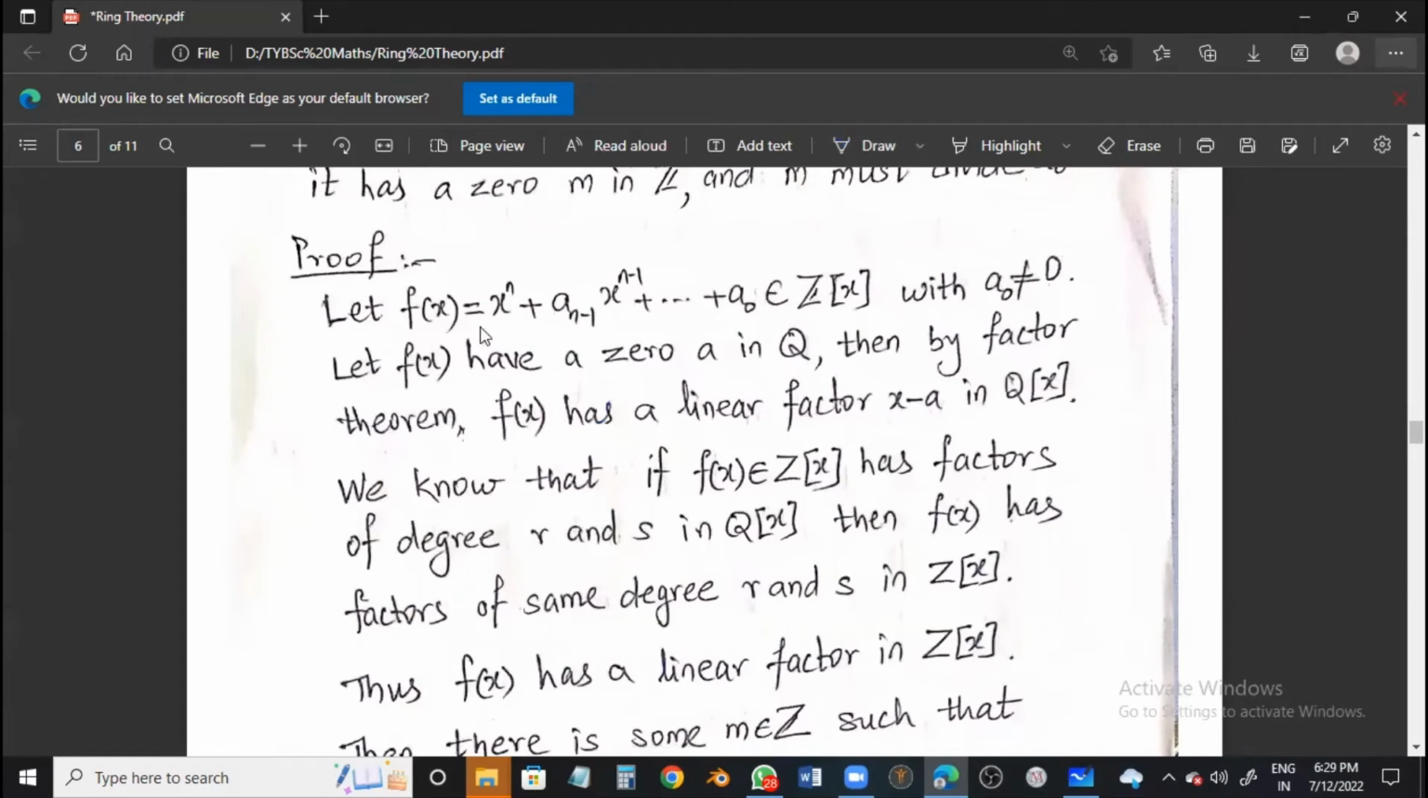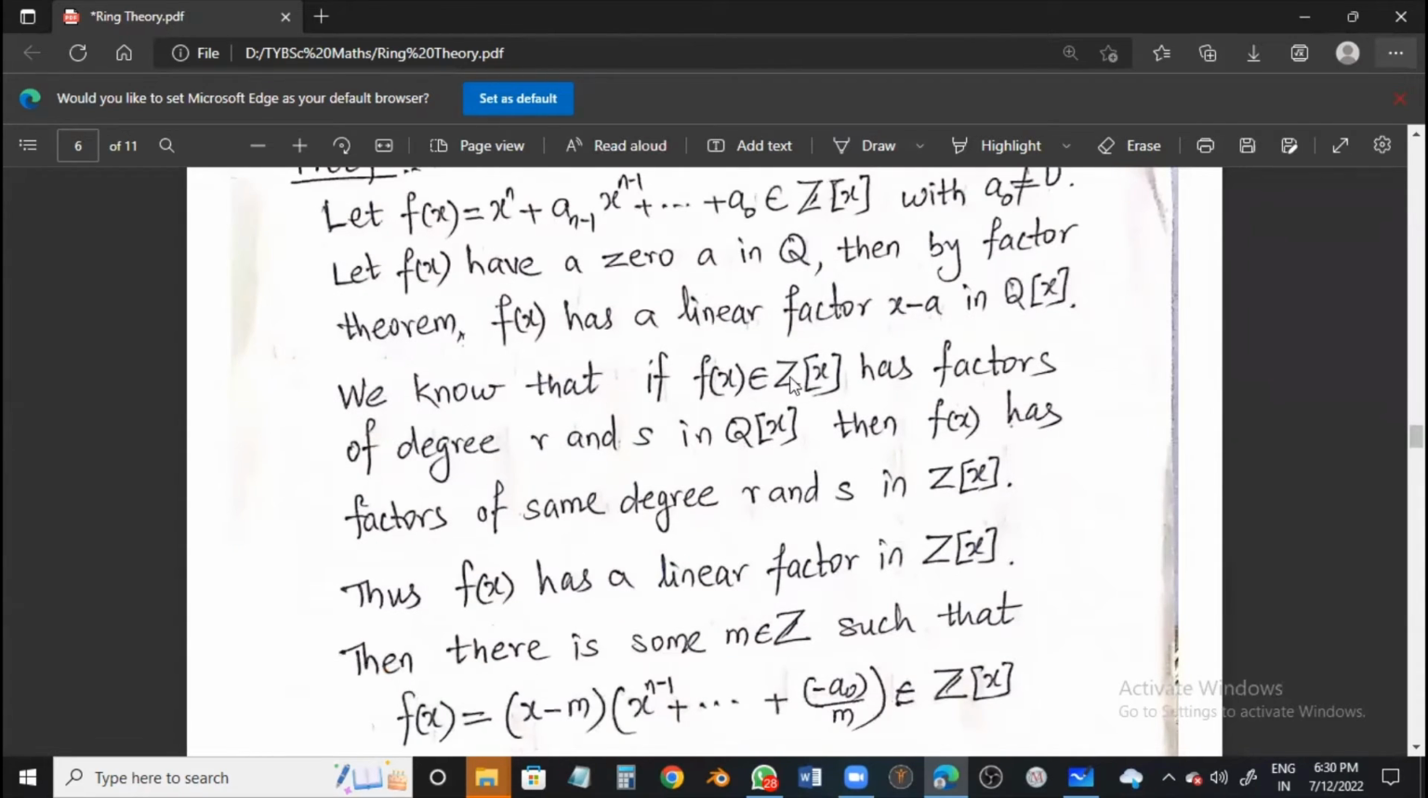Just see. We have taken this polynomial, a naught is not 0. f of x has a 0 in q. What is the 0? Name it a. So by factor theorem, x minus a will be a factor. But this factor is in q of x. Why? Because we have taken it from q. We know that if f of x belongs to z of x and has factors of degree r and s in q of x, then f of x has factors of the same degree r and s in z of x.